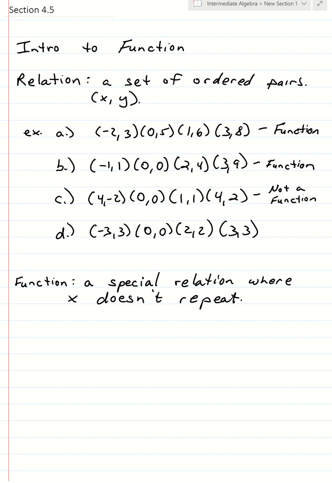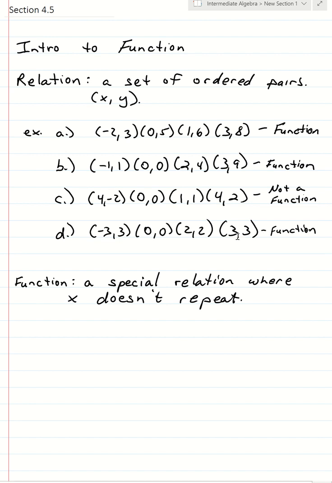Let's take a look at example D. In example D, we have our x values of -3, 0, 2, and 3. The x values are all different. None of the x values are repeating, so therefore it is considered special and therefore would be considered a function. Don't worry about in example D the fact that the y value repeats. Okay, here you have a y value of 3 and the same y value of 3. That's okay. Y can repeat. It's the x value that cannot repeat.